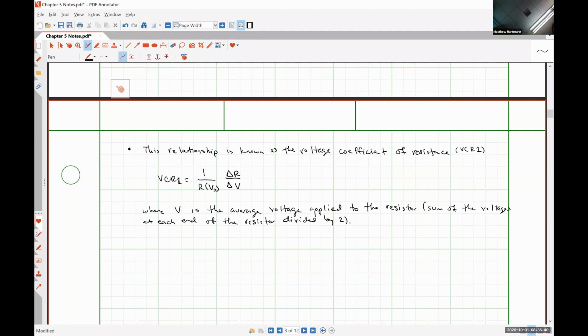So you can get an equation for the resistance as a function of voltage. And it's going to look very similar in form to that for our resistance as a function of temperature. R as a function of V is R at V naught times 1 plus VCR1 times V minus V naught.